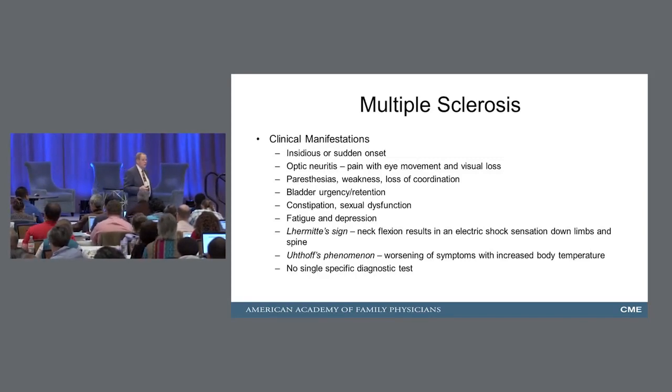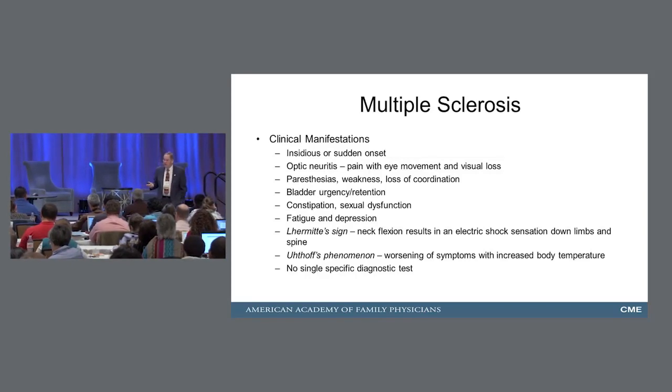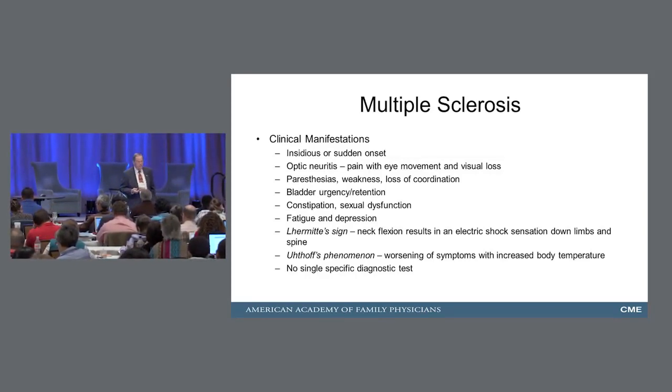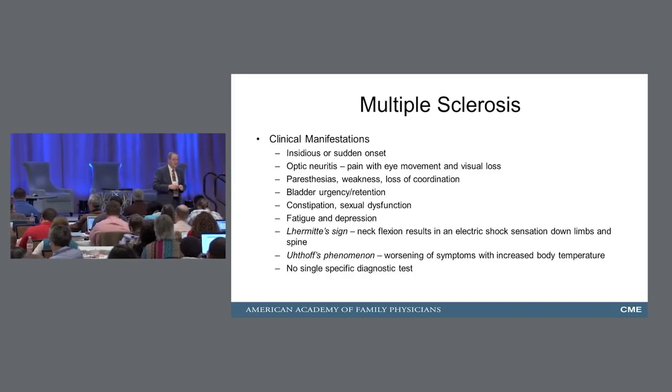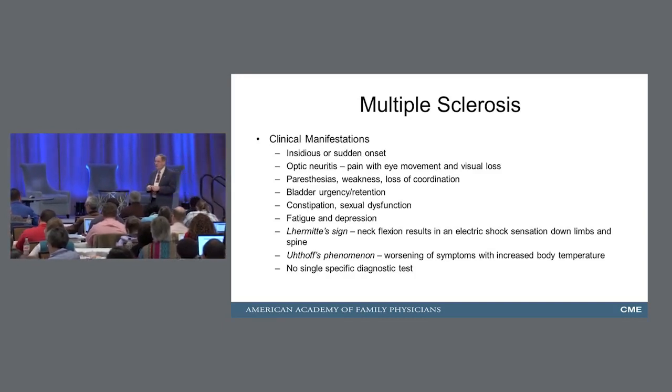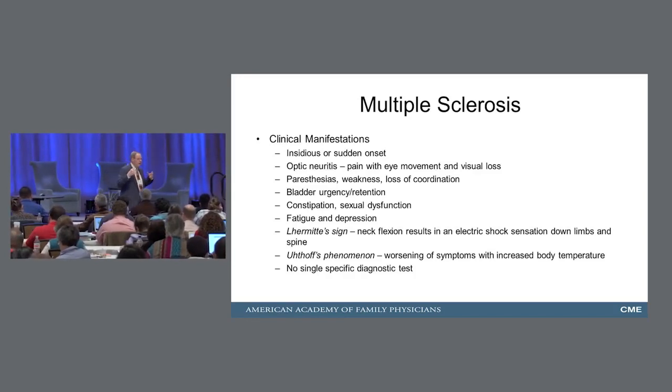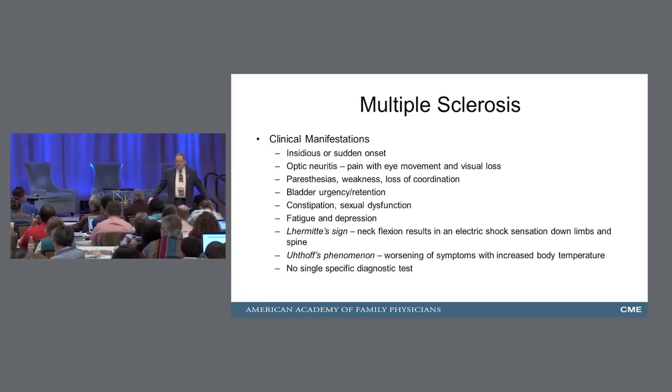There can be motor symptoms, but usually those are later. Bladder urgency and retention is a symptom. Constipation, sexual dysfunction, fatigue, and depression. All of those are symptoms of this disease. Lhermitte sign is present in multiple sclerosis, and that's rapid flexing of the neck causing an electric shock feeling down the legs and the arms.